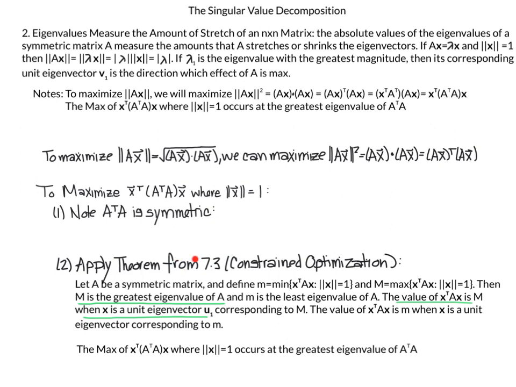I can apply a theorem from section 7.3, the chapter on constrained optimization. I did not cover this chapter, so I will look at this theorem now. Let A be a symmetric matrix and define M to be the max of x transpose Ax over unit vectors x. Then M is the greatest eigenvalue of A, and the value of x transpose Ax is M when x is a unit eigenvector u1. So for our problem, the max of x transpose A transpose A x, where x is a unit vector, occurs at the greatest eigenvalue of A transpose A.